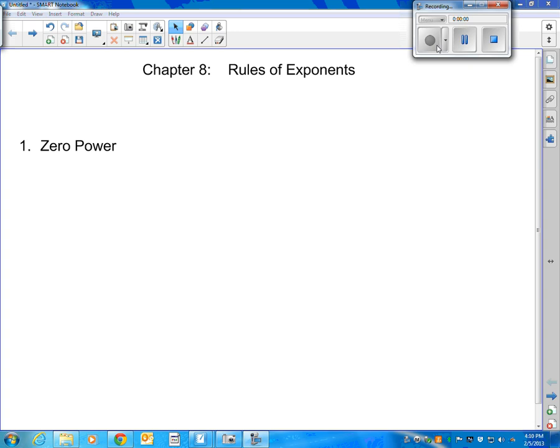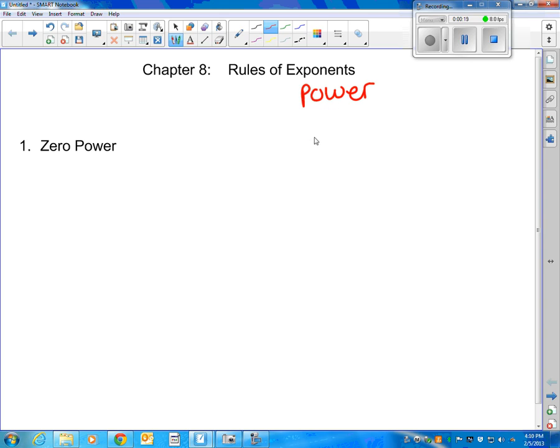Welcome to Chapter 8. We're going to talk about the rules for exponents. There's 5 rules for us to go over. In the first rule, it deals when you have a 0 power. And just to make sure, a quick review, exponents and powers are the same thing. So I use those two words interchangeably throughout the lecture.